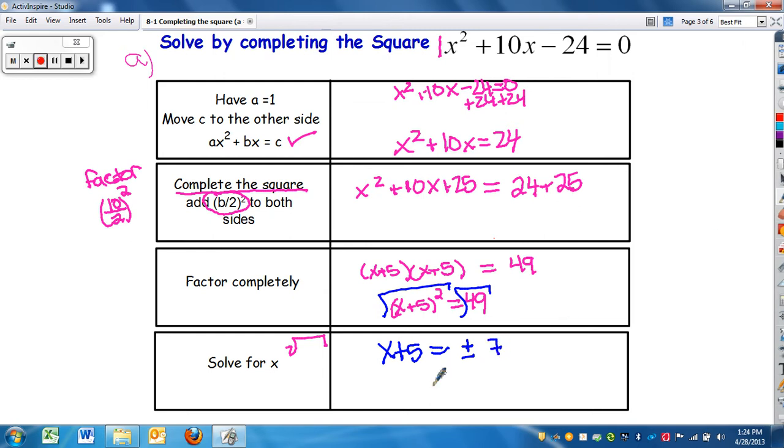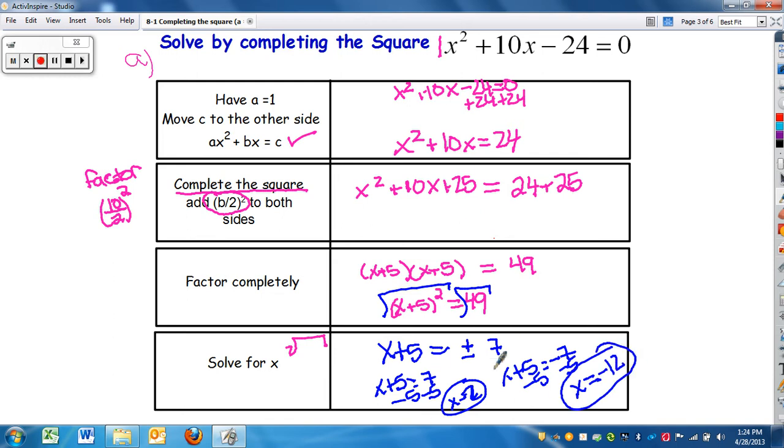So what this means is we're going to have two answers. We're going to have x plus 5 equals 7, and x plus 5 equals negative 7. Minus 5, x equals 2, and minus 5 on this side, x equals negative 12. And again, you're always allowed to check your answers. You can plug x back into your original to see if it comes out to equal 0.